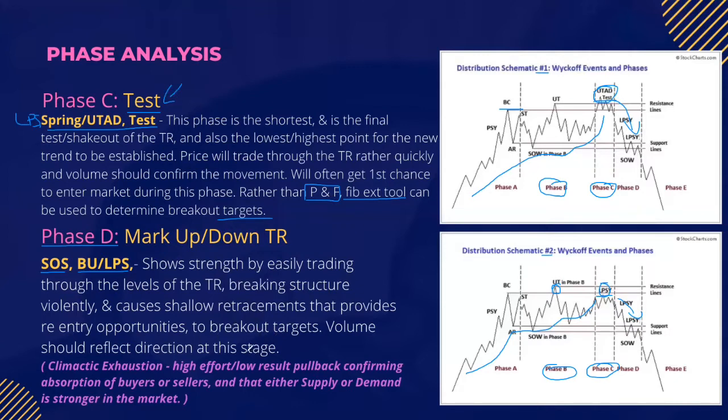And so upon those re-entries, we are going to take those to those breakout targets. And again, volume should reflect the direction at this stage. There should be harmony in the volume. You should not be seeing inconsistencies at this point. We should only be seeing ease of movement. See, now we start to break out of the support and we're trending to the downside. So volume should reflect that, right?